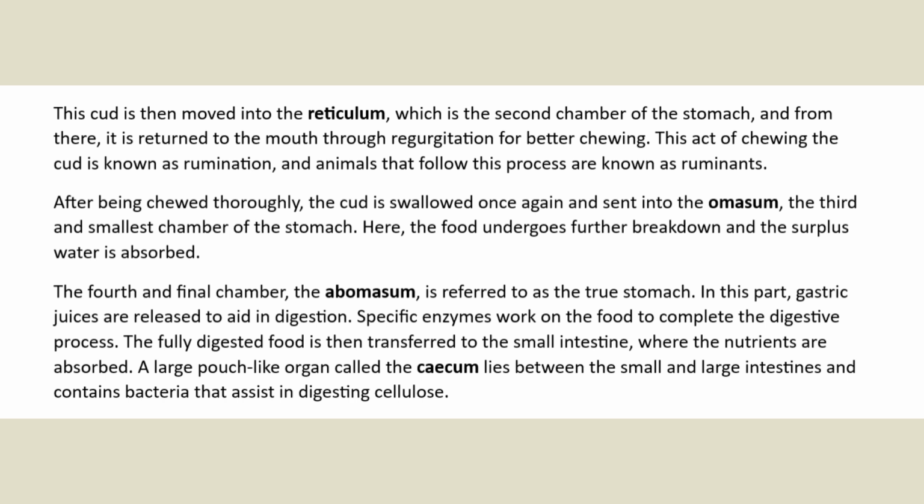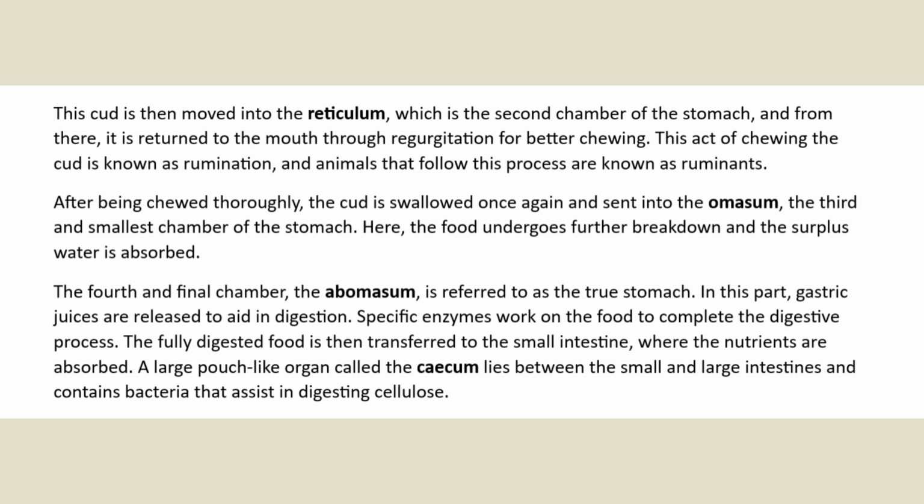After being chewed thoroughly, the cud is swallowed once again and sent into the omasum, the third and smallest chamber of the stomach. Here, the food undergoes further breakdown and the surplus water is absorbed. The fourth and final chamber, the abomasum, is referred to as the true stomach. In this part, gastric juices are released to aid in digestion. Specific enzymes work on the food to complete the digestive process. The fully digested food is then transferred to the small intestine, where the nutrients are absorbed.